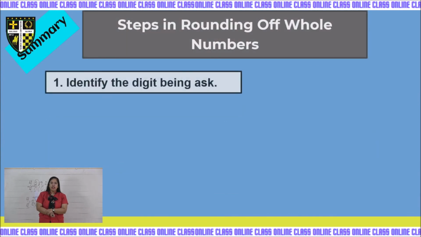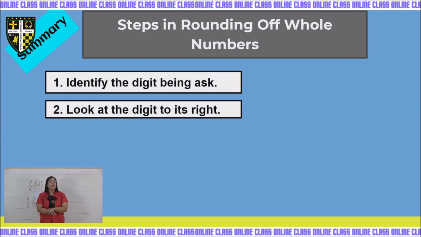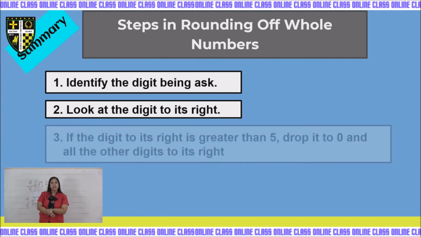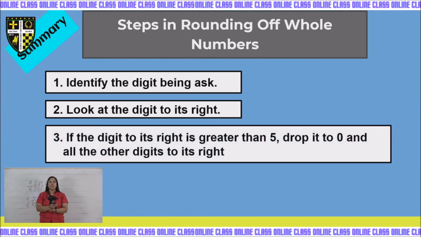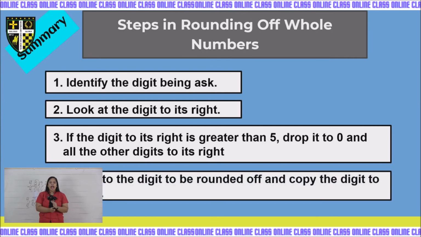If the digit is greater than, okay? These are the steps. First one, again, identify the digit being asked. Next, look at the digit to its right. Next, if the digit to its right is greater than, again, greater than, which are 6, 7, 8, and 9, and 5 included, okay? Drop it to 0 and all the other digits to its right. And then, lastly, just add 1 to the digit to be rounded off and copy the digit to its left.